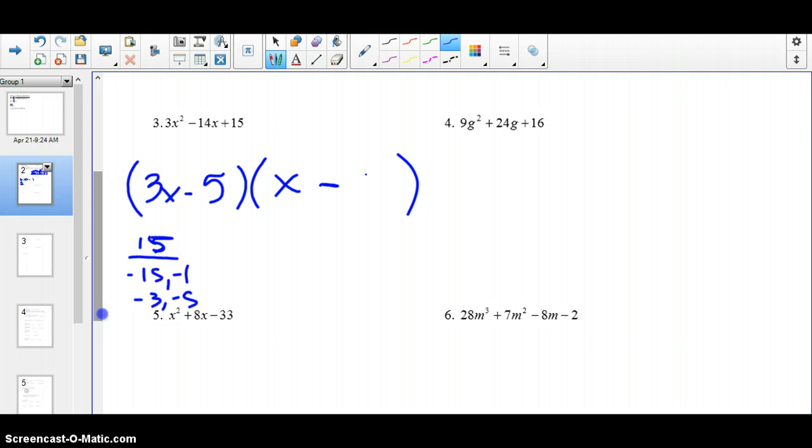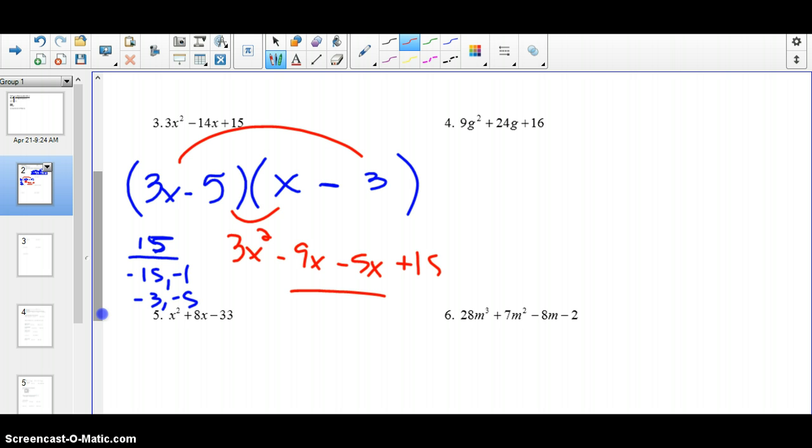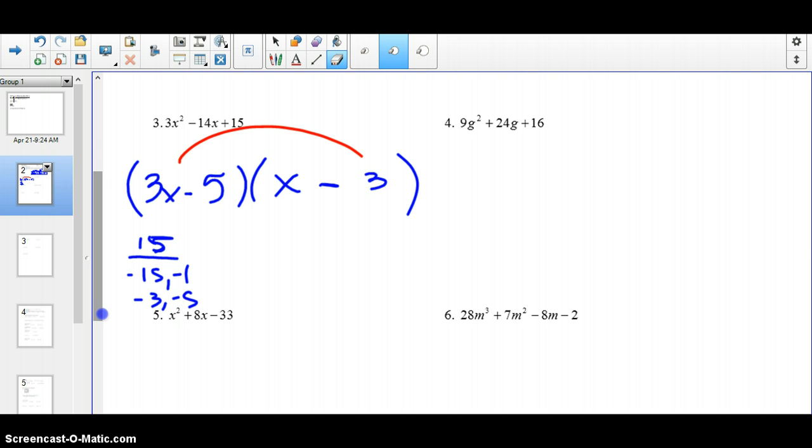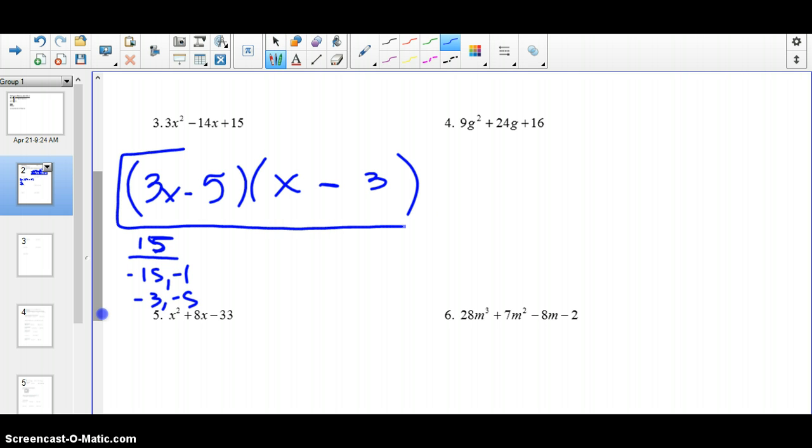So I'm going to put negative 5 there and minus 3 there. Then I'm going to FOIL and check. So this is 3x squared, outer is minus 9x, inner minus 5x, and then plus 15. And yes, the middle term does add to negative 14. Okay, so good.